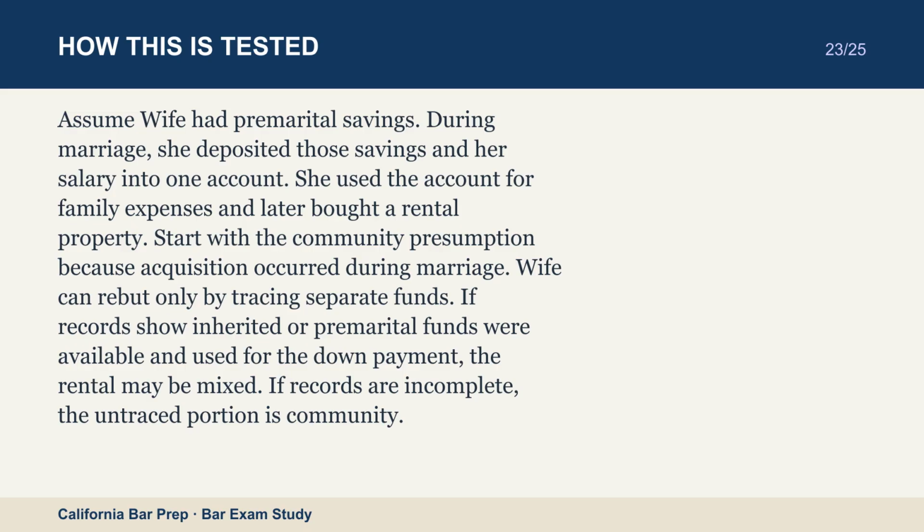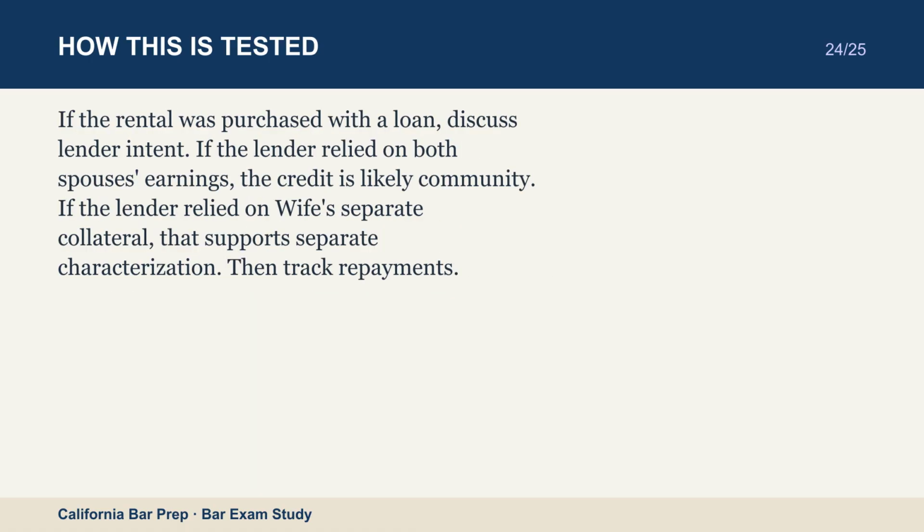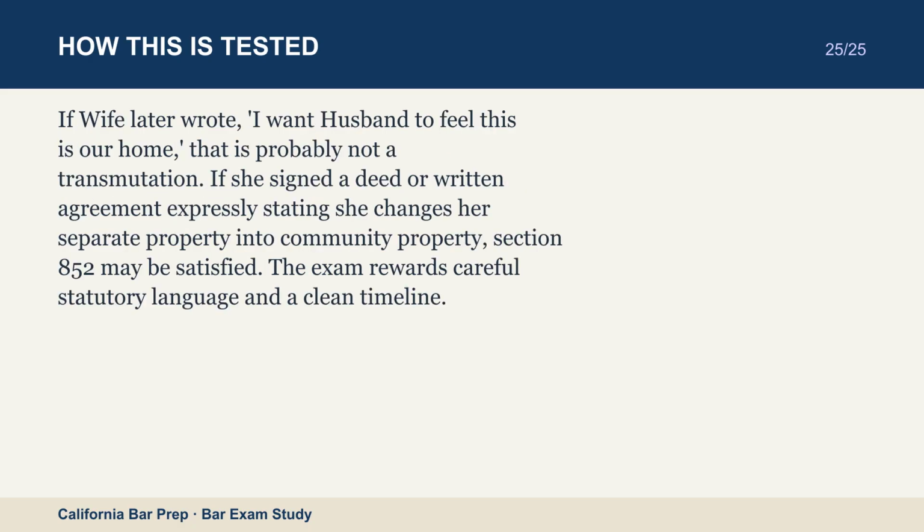If the rental was purchased with a loan, discuss lender intent. If the lender relied on both spouses' earnings, the credit is likely community. If the lender relied on wife's separate collateral, that supports separate characterization. Then track repayments. If wife later wrote, "I want husband to feel this is our home," that is probably not a transmutation. If she signed a deed or written agreement expressly stating she changes her separate property into community property, Section 852 may be satisfied. The exam rewards careful statutory language and a clean timeline.